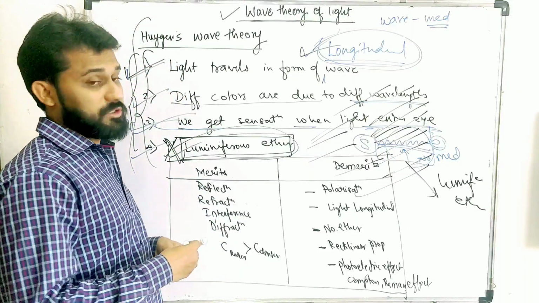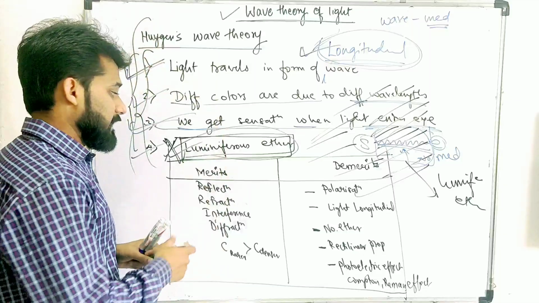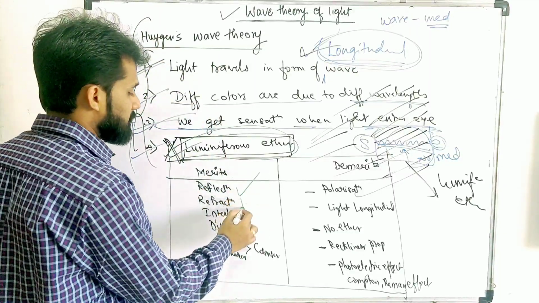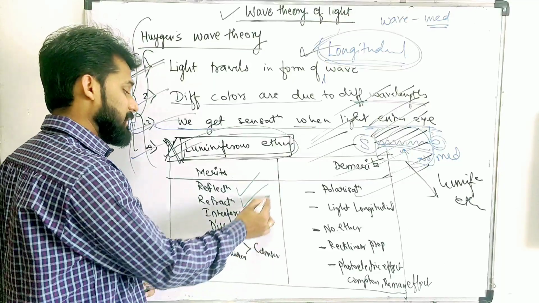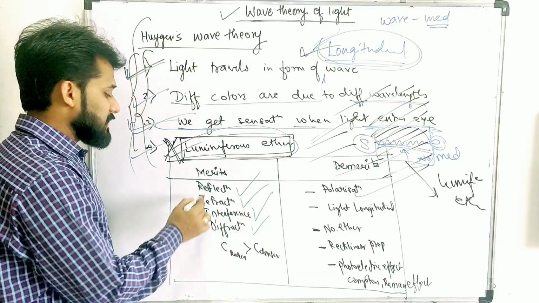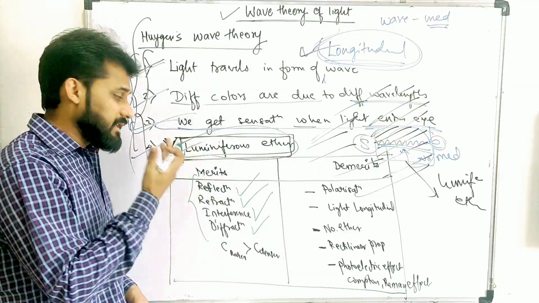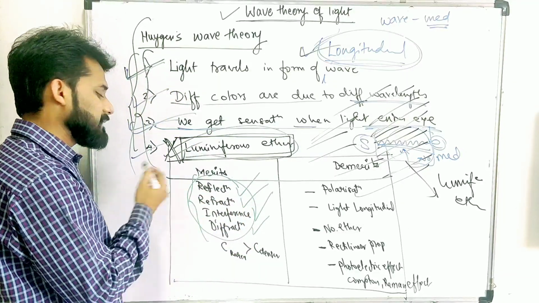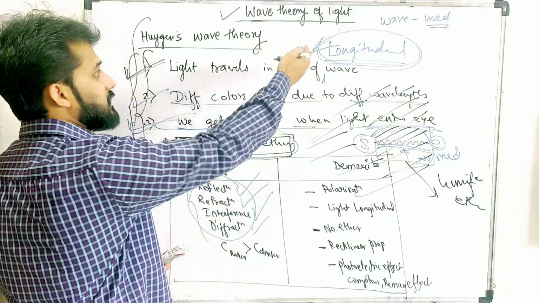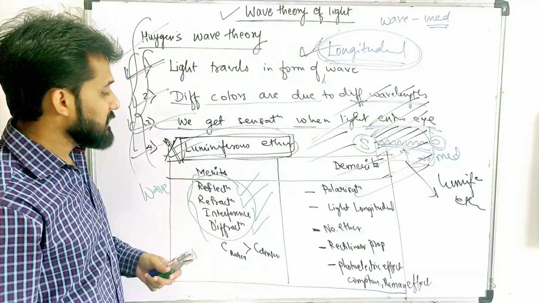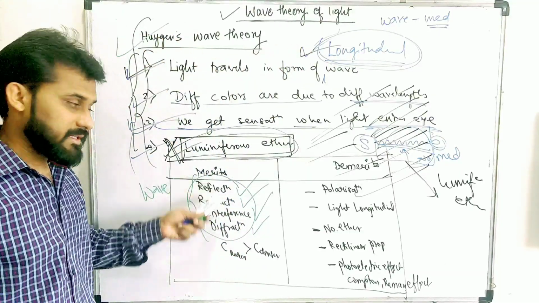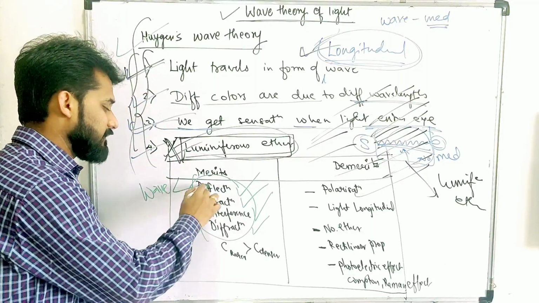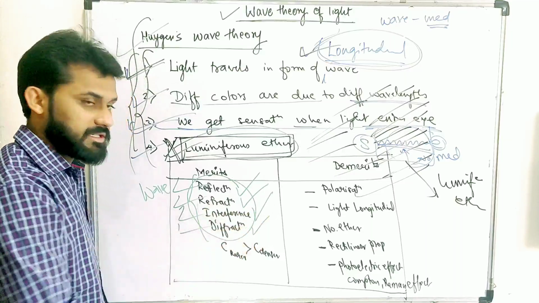So, the positive points, the merits of this theory, were: this theory could explain reflection of light, refraction of light, interference, and diffraction. All these points this theory could explain, because these are all properties of a wave, and light is a wave. The statement of this theory is that light is a wave and waves should show these properties. So obviously light showed these properties, and this theory could explain reflection, refraction, interference, diffraction.